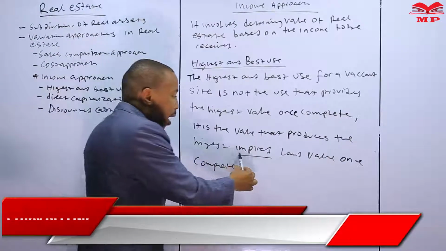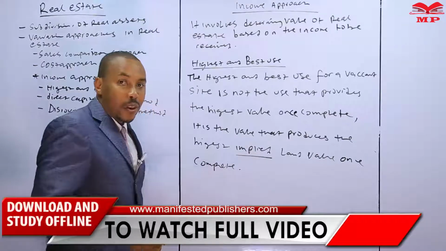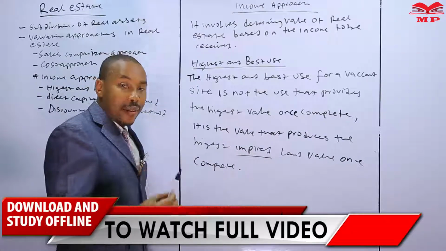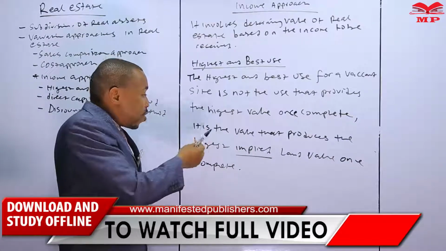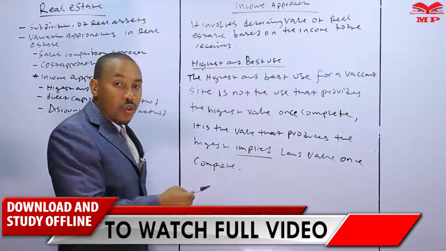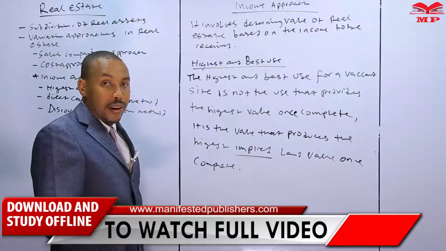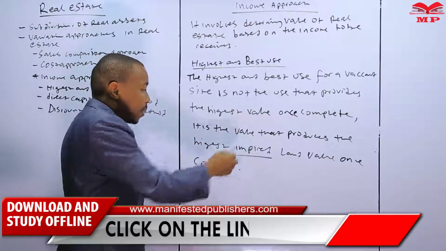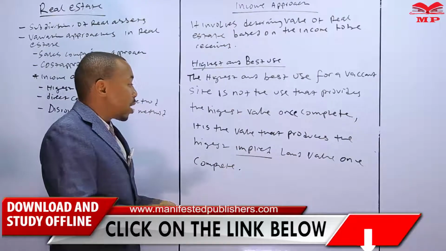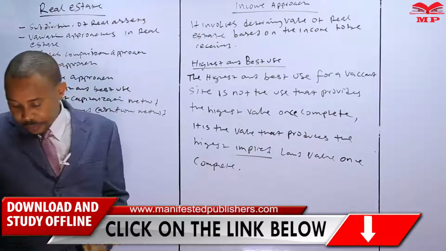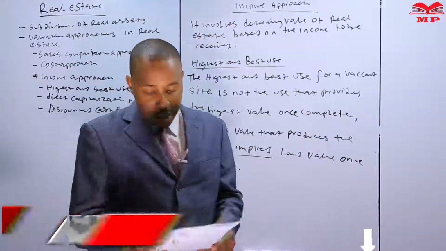What is this highest implied land value? The highest implied land value is the value once you have excluded the costs that are used to develop that real estate there. And we'll be able to highlight this concept by looking at an example. So let's look at an example.